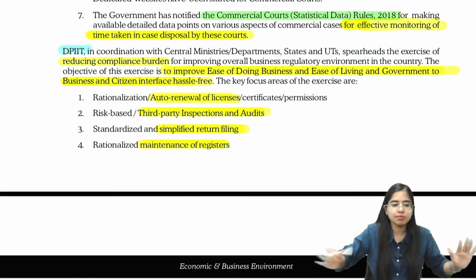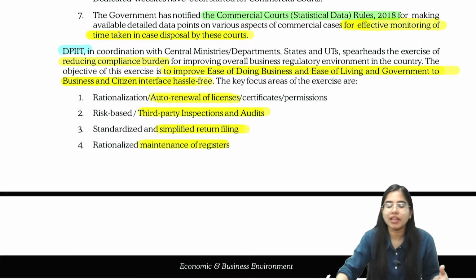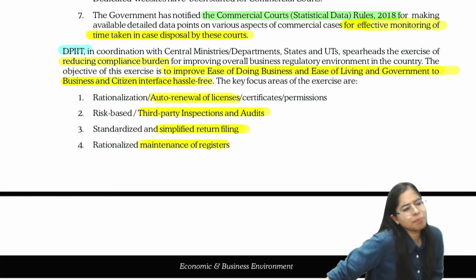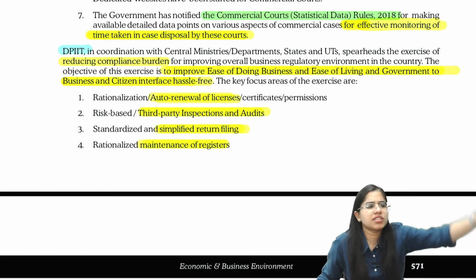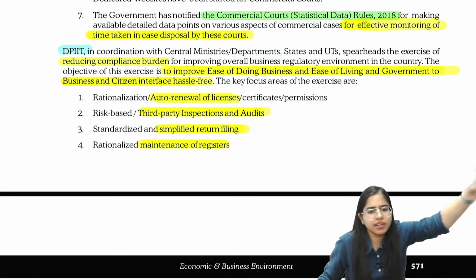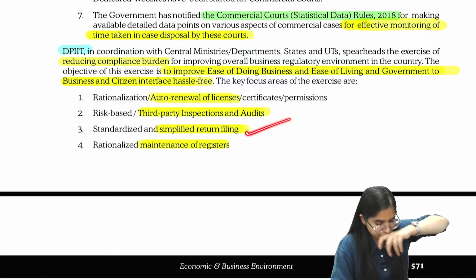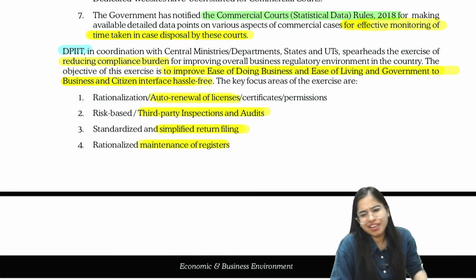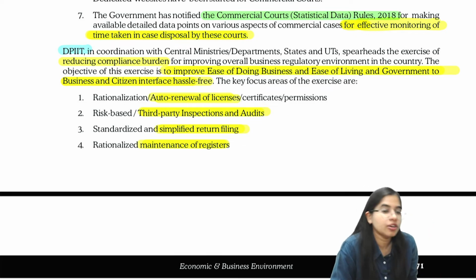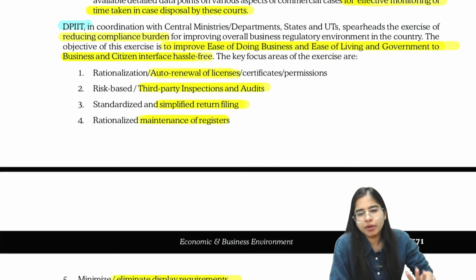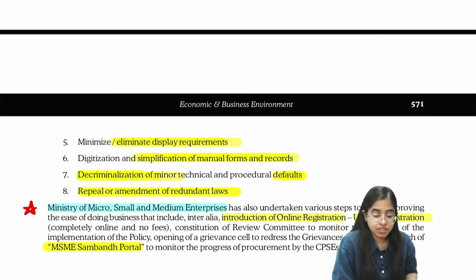Now return filing means the documents you have to file to the government; that is known as return filing. So simplified return filing is very easy by visiting the website. Go to the online website, and there you can submit the return. Maintenance of registers: earlier companies were required to maintain a lot of registers. Now it is required to maintain only mandatory registers.